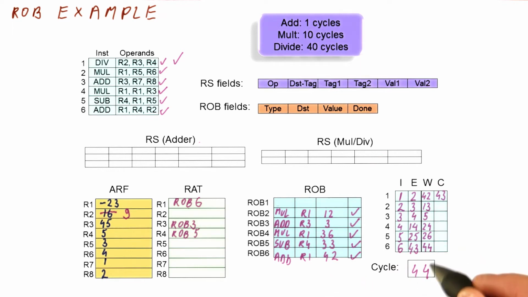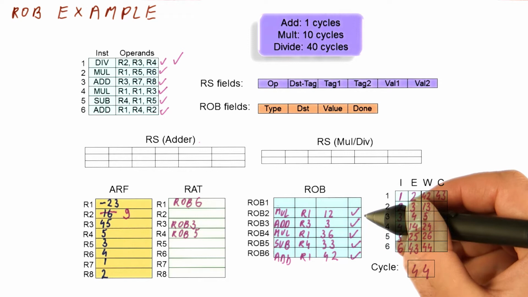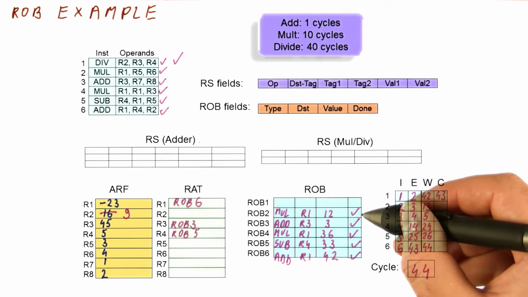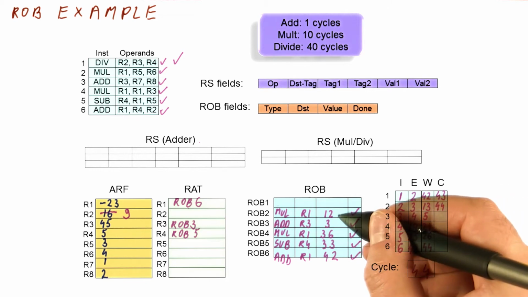Another thing that happens in cycle 44 is we're going to look at this instruction here and see whether it can commit. And yes, it can. We look at it because it's the next instruction that needs to commit. And yes, it can commit because it's done. So in cycle 44, we commit this.